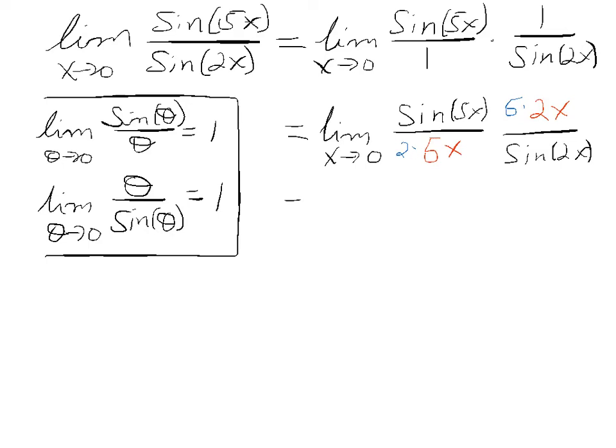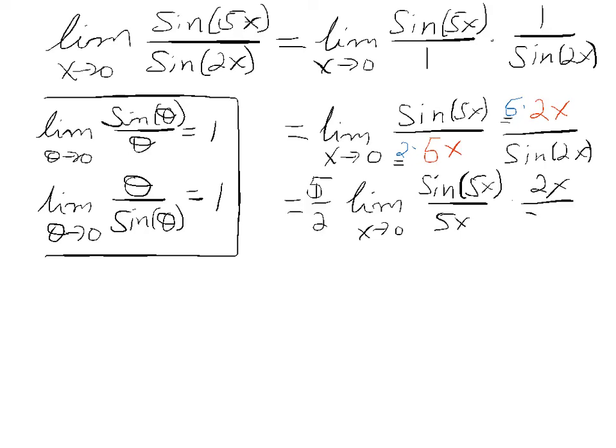And now, just as I've done with previous examples, I'm going to pull this 2 out as a 1/2. And I'm going to pull this 5 out and put a 5 there. And then I have the limit of sine 5x over 5x times 2x over the sine of 2x. And then I have a 5 halves, and the limit of a product is the product of the limits.